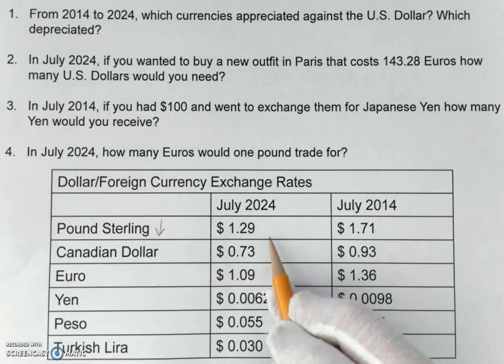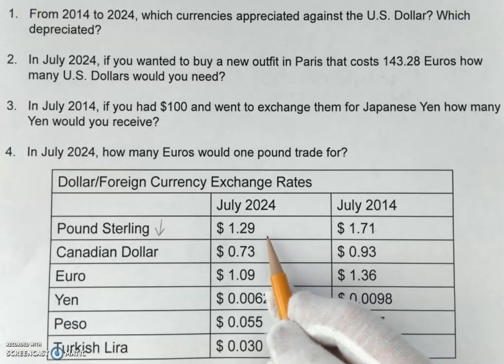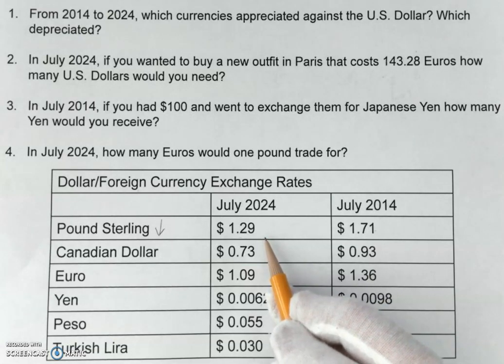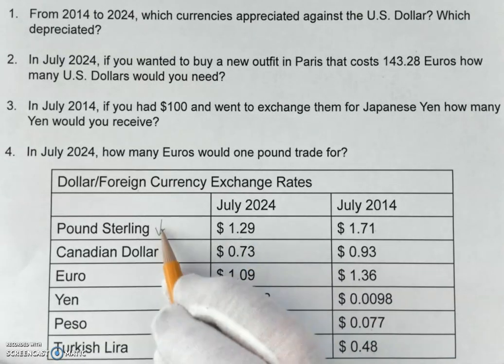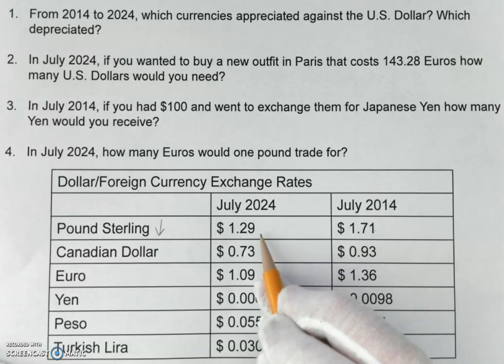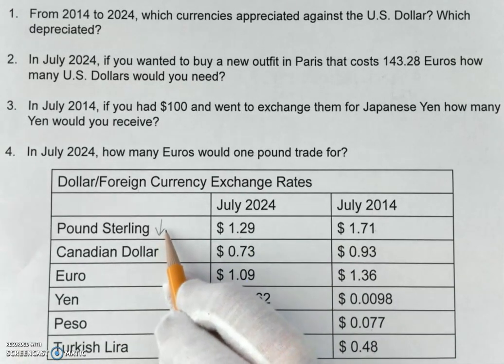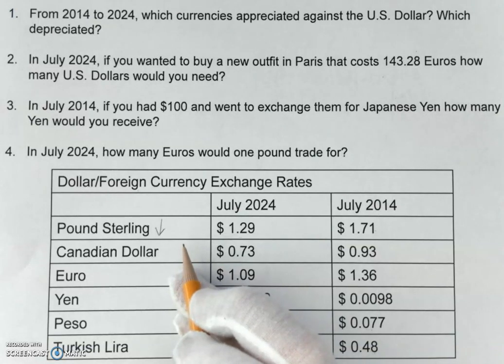And you can also think about this in terms of other goods. For example, let's say your house goes down in value. The price that your house would sell for drops. Well, we would say that your house is depreciating in value. Just as pound sterlings went down in value, they depreciated. A house goes down in value, it depreciates.